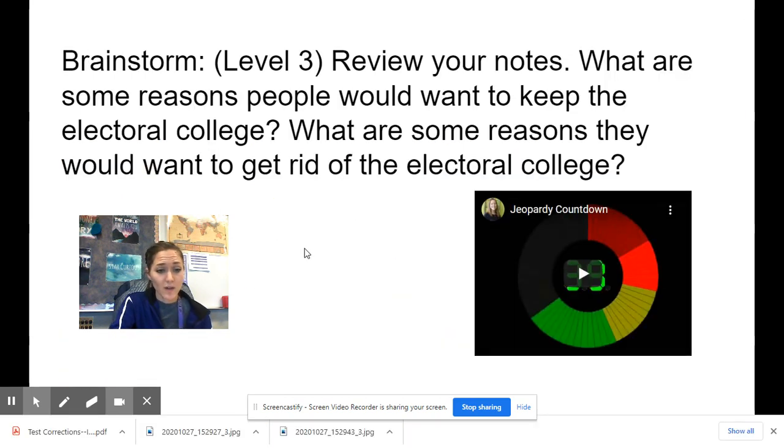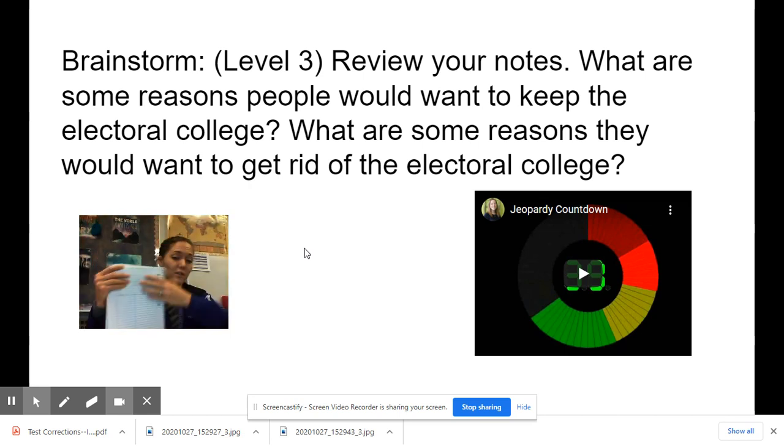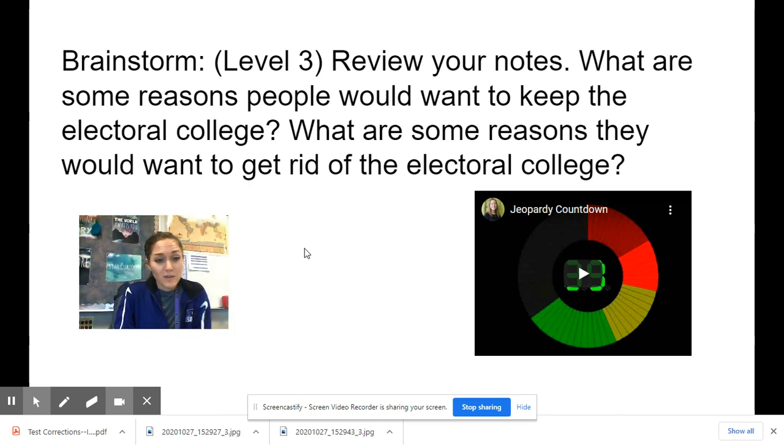All right, now that you guys have finished your notes, what you're going to do is review your notes. You're going to look for some reasons why people would want to keep the Electoral College and reasons why they would want to get rid of the Electoral College. In your notes, you're just going to go ahead and make a little T-chart where you say keep it in one column, get rid of it in another column. You may only come up with maybe 2 or 3 different reasons combined. That's not really enough to make an informed decision.